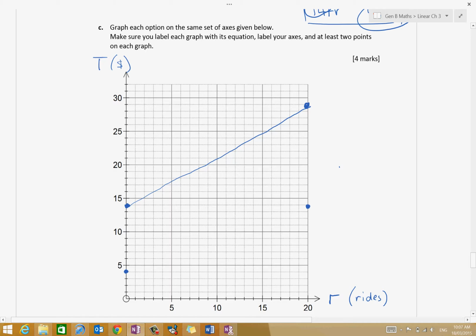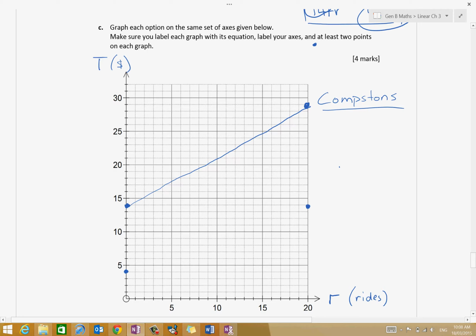Okay? So this was Compton's? That was Compton's. That's the line for Compton's. Now, the other one is 4 plus 2R. If it goes across 20, how far does it go up? 40. Do we even have 40 here? No. So let's just say that we're going to go across 20, we're going to go up 40, so it's going to go up to 44. So let's just say that this is this point here.